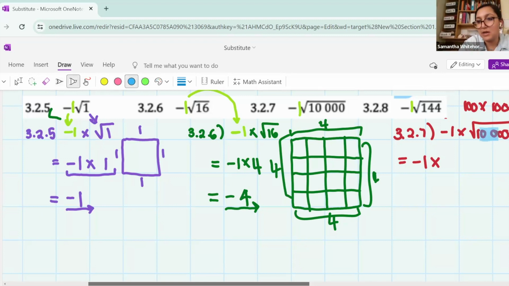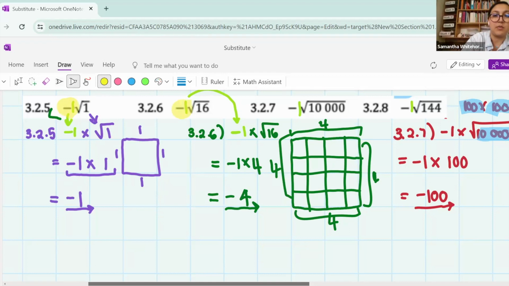I know that because 10,000 has got 4 zeros. If I divide 4 by 2, I get 2. So I need the two factors of 10 that have 2 zeros, which is 100. 100 times 100, or 100 squared, is equal to 10,000. So the square root of 10,000 is 100. And -1 times 100 is -100. Hopefully what you're seeing here is that every single time we have this negative in front of our brackets, our answer is always going to end up being a negative. Whenever we've got a negative in front of that square root, our answer is going to be a negative.